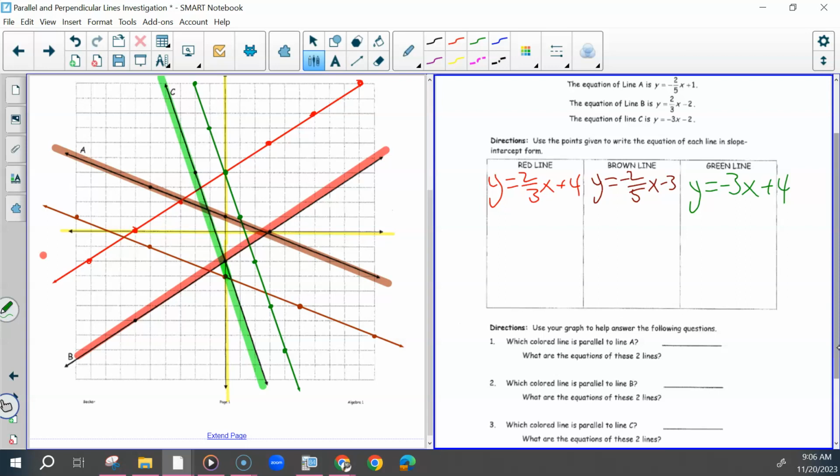So for line A, which one is going in the same direction, looks like this, doesn't intersect line A? Which colored line looks like this to line A? Brown. Brown. So who would write brown? And then it asks us to write the equations of both lines. So line A, the equation is up here. You would just write that down. We just wrote the equation of the brown line. Write them both.